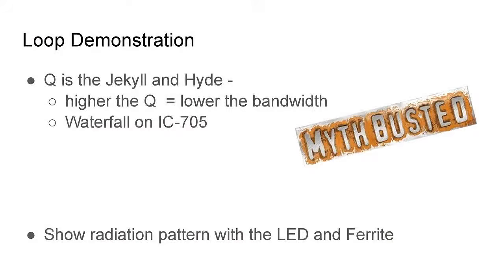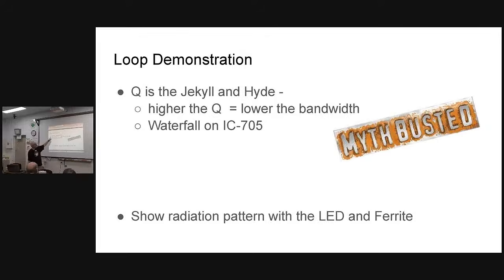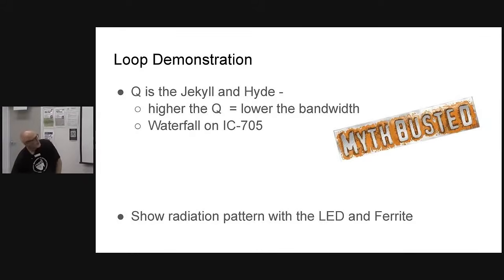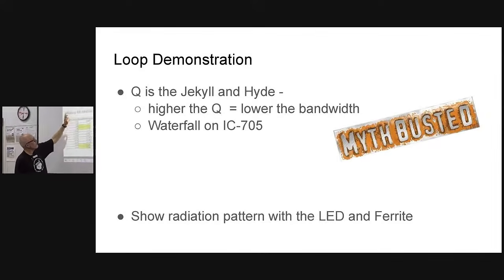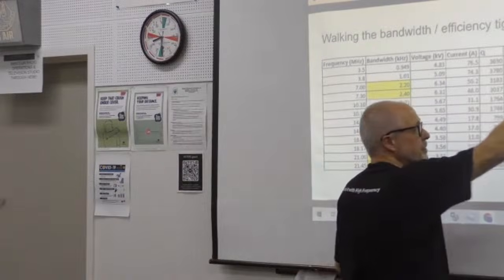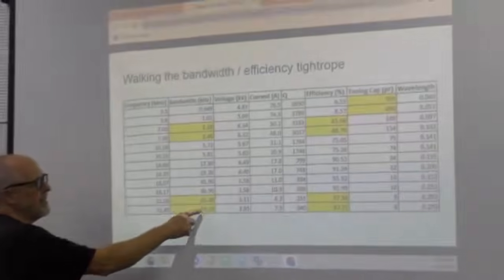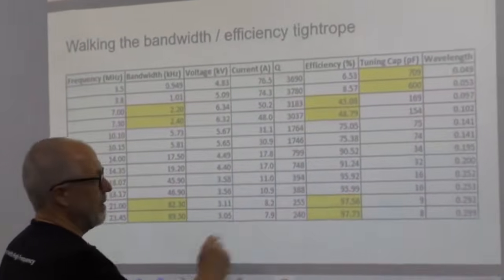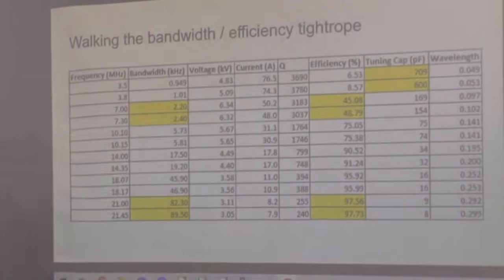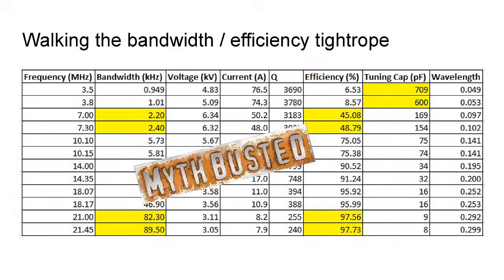We're on the home straight now. So the Jekyll and Hyde, the Q and the bandwidth, and I've just demonstrated it. So walking the bandwidth efficiency tightrope, you've got a really low bandwidth, efficiency's down low as well. You've got design issues. And you get down to here and you've got much wider bandwidth, much lower Q too. That's why you've got wider bandwidth, and your efficiency is actually pretty good. Not bad at all. So, myth busted.